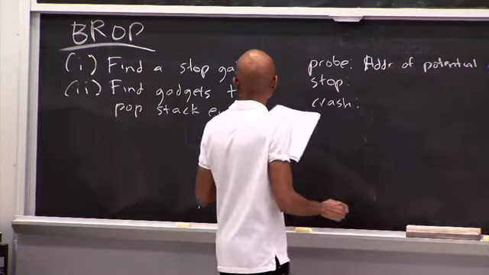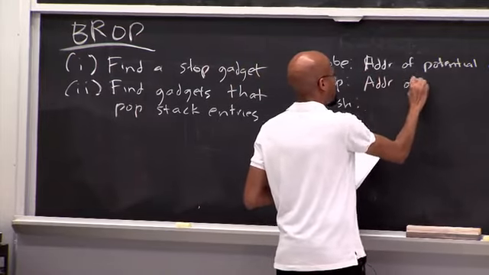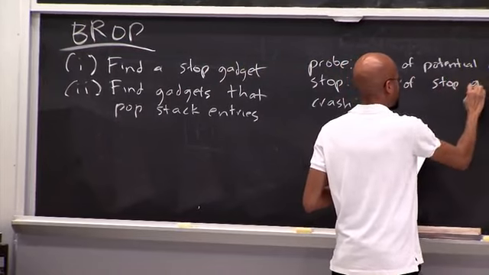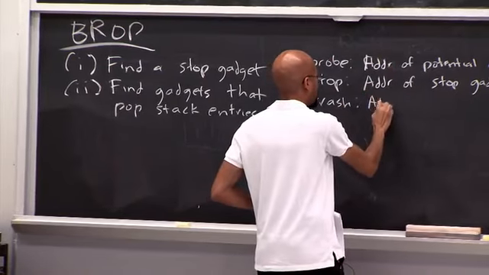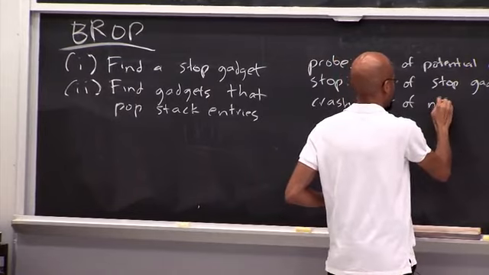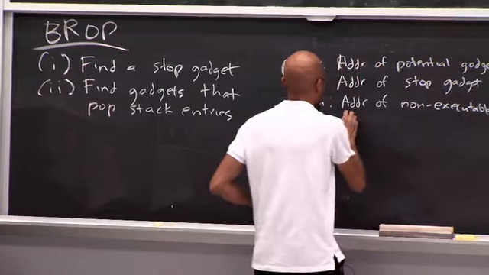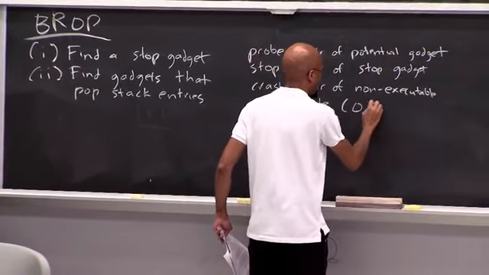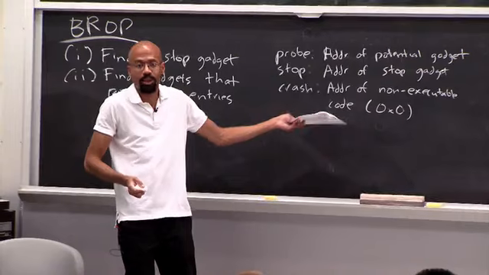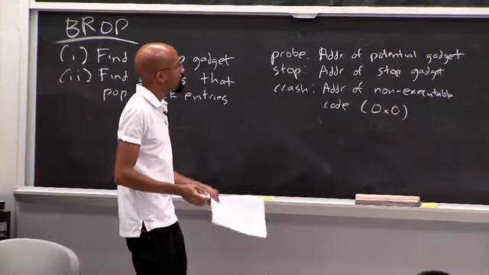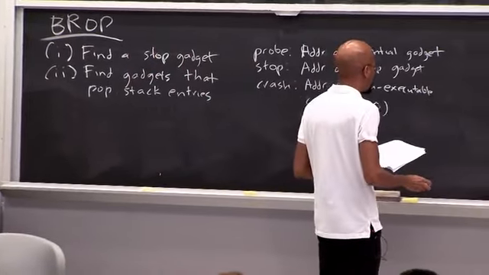This stop gadget is going to be what we found in step one. Right? So this is the address of the stop gadget. And then the crash gadget is just going to be the address of non-executable code. Right, and so for example, you could just set this to the address 0. If you do a ret to this and then try to execute code there, this is going to crash your program. Right, so we can basically use these types of addresses to find out where these stack popping gadgets are. So here's a simple example.